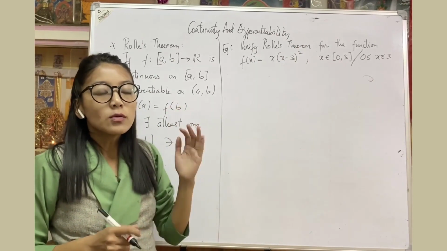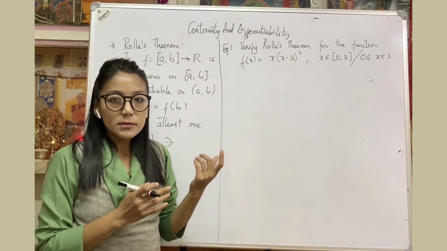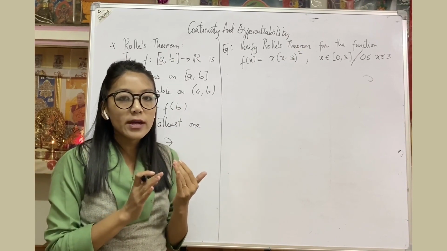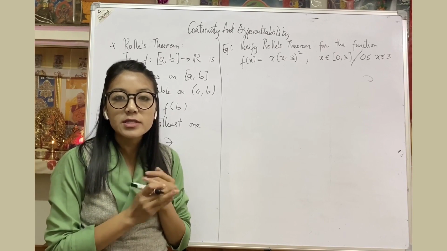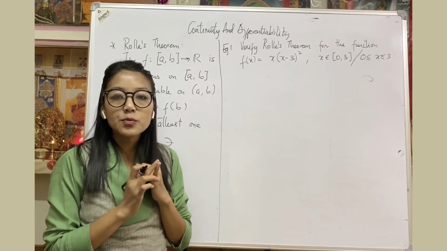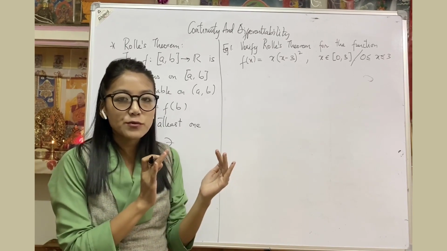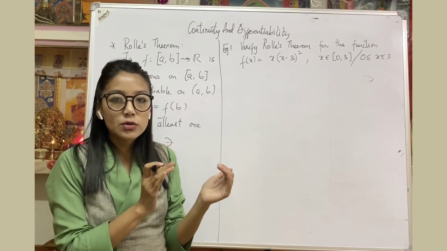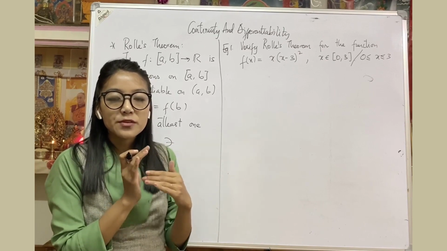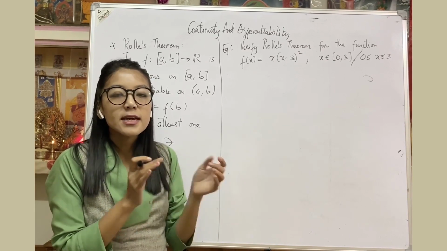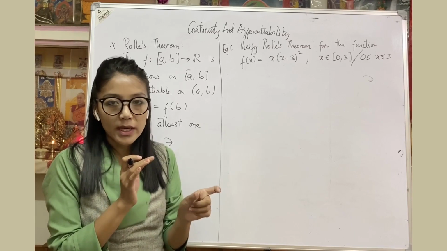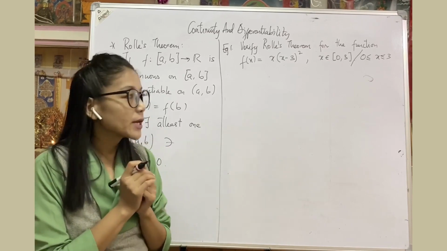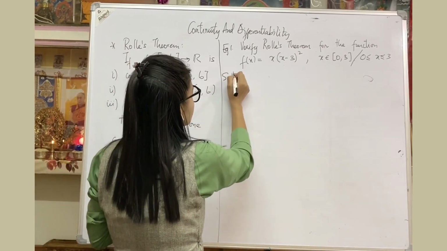Now you recall the statement of Rolle's theorem. Rolle's theorem is applicable only when a function satisfies 3 conditions: number 1, the function has to be continuous on the closed interval. You have to remember the intervals also. A function has to be continuous on closed interval, differentiable on the open interval, and f of a is equal to f of b. So first you check whether these 3 conditions are satisfied or not. So we are going to do that.